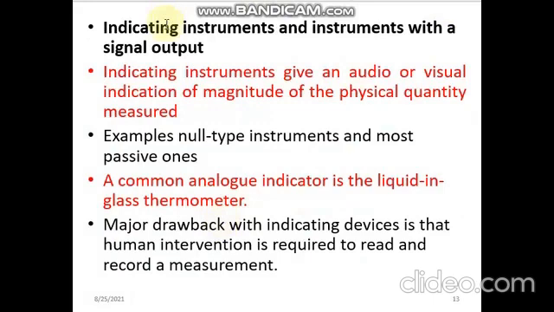Now we have another classification. We have the indicating instrument, and we have the signal output instrument. So the difference is that the indicating instruments are the ones that will give you output that you can see visually, or they can give a sound to show that the measurement is taken.